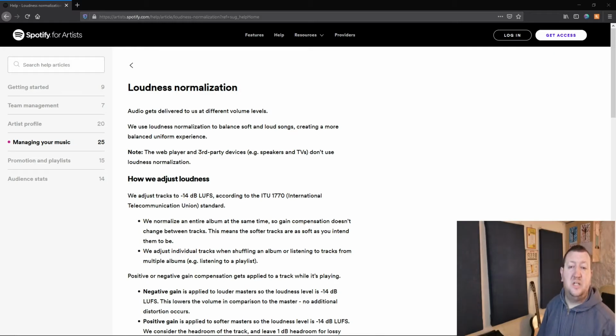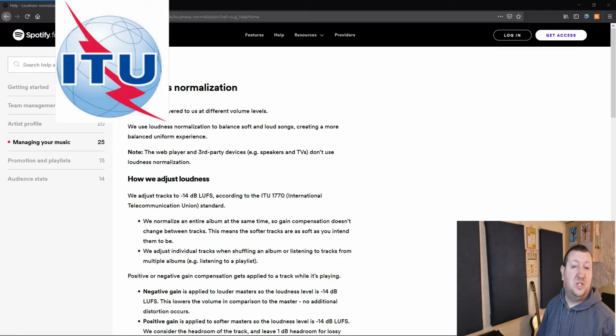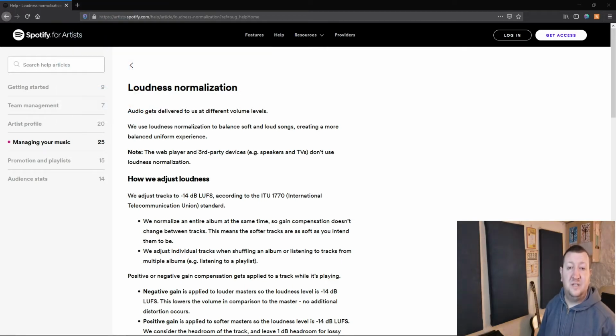So what has changed in terms of the loudness levels for Spotify? Well, firstly, it's the system they're using to calculate the loudness normalization. They used to use a system called ReplayGain, but now they've more formally adopted the ITU 1770 standard, which is the loudness standard for the United States of America.